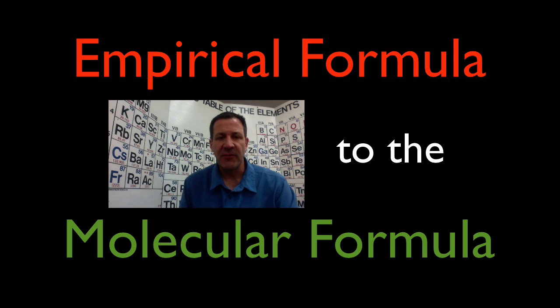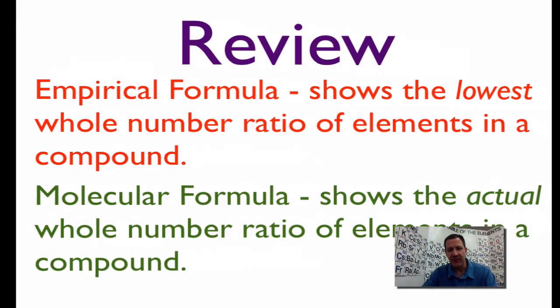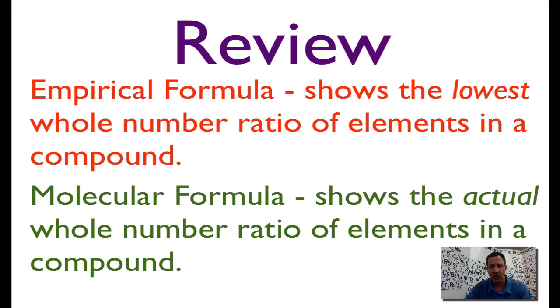Okay, in today's video, I'm going to show you how to go from the empirical formula to the molecular formula for a compound. And just to review really quick, the empirical formula shows you the lowest whole number ratio of elements in a compound, and the molecular formula shows you the actual whole number ratio of elements in a compound. I just think of the empirical formula as the reduced form of the molecular formula, kind of like you reduce a fraction.